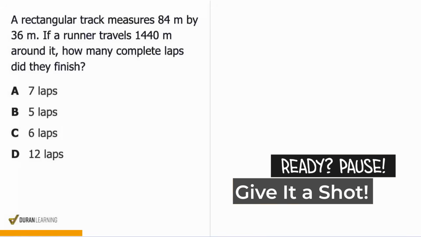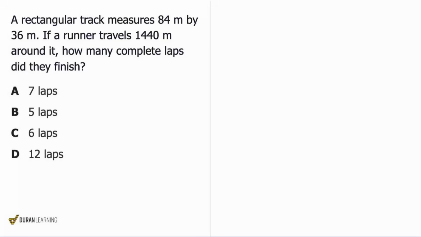All right, next question up. As always, everybody, read the question sentence first every single time, okay? So that's where we'll begin. I'll begin by reading, if a runner travels this distance around it, which is really not what I care about. What I care about is this. How many complete laps did they finish?